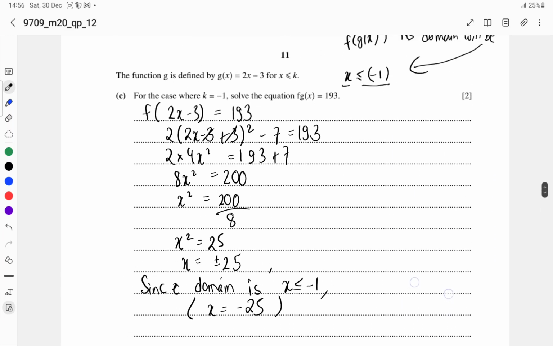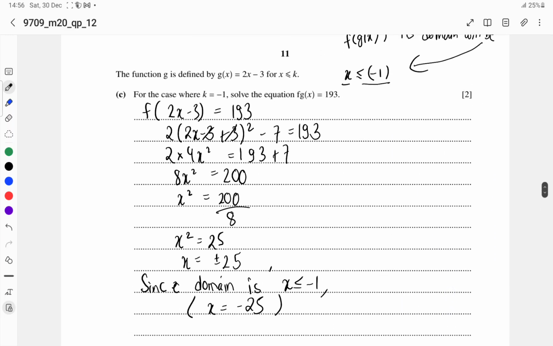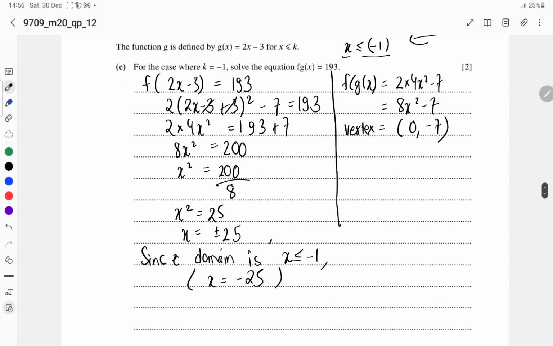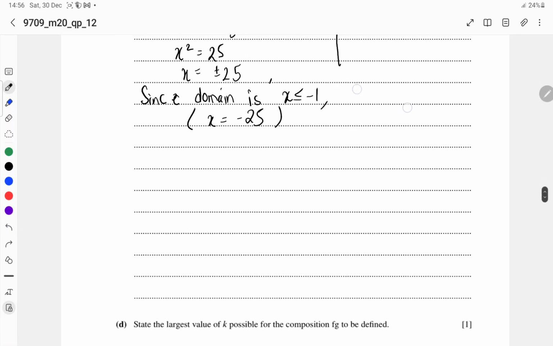Okay, so let me just explain. Our function f of g of x, let me just write it because it's going to be important, is going to be 2 into 4x square minus 7, which is equal to 8x square minus 7. From this we can see that the vertex is given by 0 and negative 7. I'm sorry, it's given by 0 and negative 7. So this means that for our composite function to exist, the value of k should be less than or equal to 0, because that's going to make our function one-to-one.